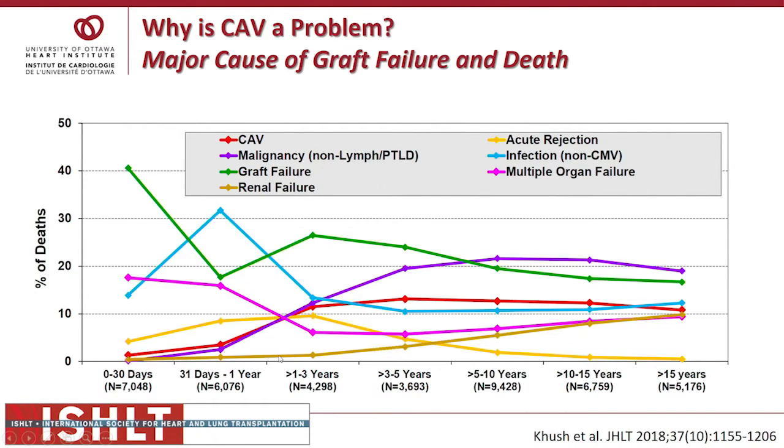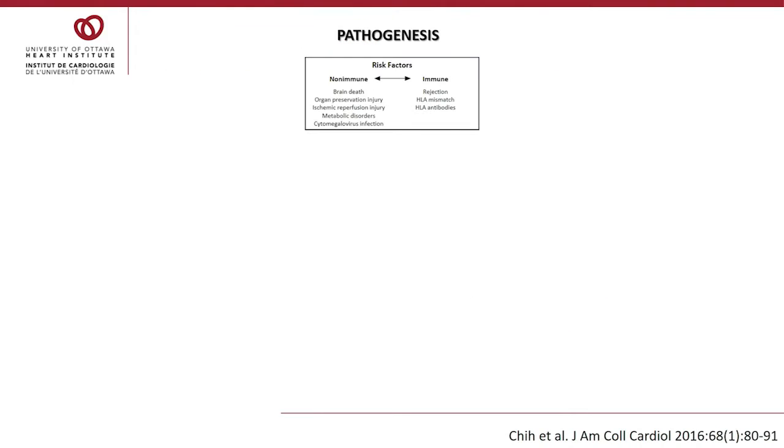And you can see that beyond a year, in red is cardiac allograft vasculopathy, and this accounts alone for 1 in 8 deaths. And also important is the green line that represents death due to graft failure, a significant proportion of which is due to cardiac allograft vasculopathy.